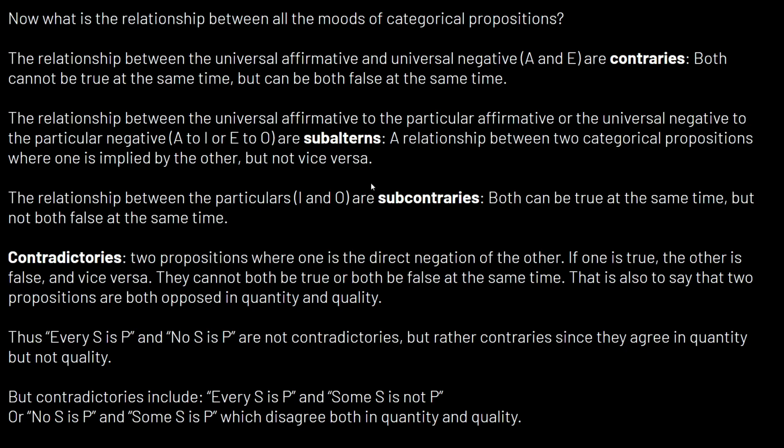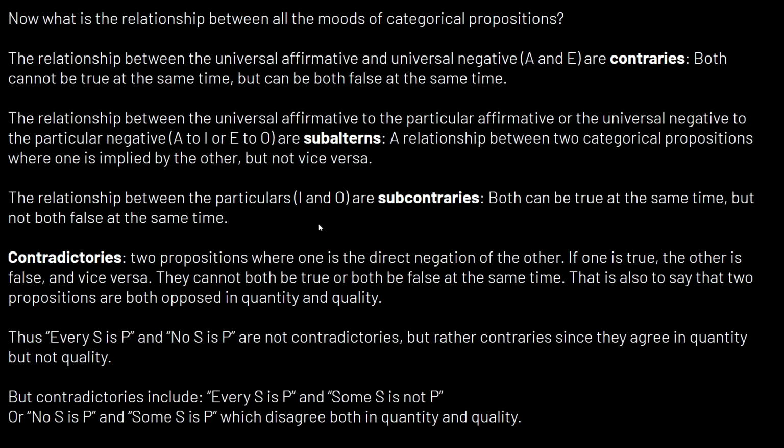Now, contradictories. This is where we need to make a crucial point or distinction. A and E, that is, every S is P and no S is P, are not contradictions. Why? Because they agree in quantity but not in quality. So contradictories are two propositions where one is the direct negation of the other. If one is true, the other is false, and vice versa. They cannot both be true or both be false at the same time. That is to say that necessarily one is true, the other is false. That is also to say that two propositions are both opposed in quantity and quality.